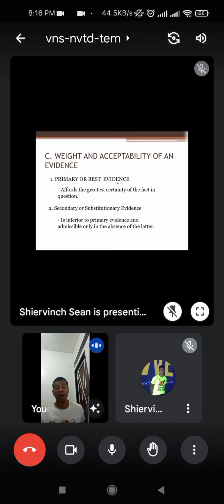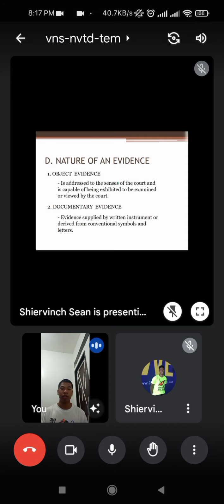Next is the secondary or substitutionary evidence. It is inferior to primary evidence and admissible only in the absence of the latter. Next is the nature of an evidence, which includes object evidence, wherein it is addressed to the senses of the court and is capable of being exhibited, examined or viewed by the court. In short, it is a material given to the court that could be examined to solve a crime.